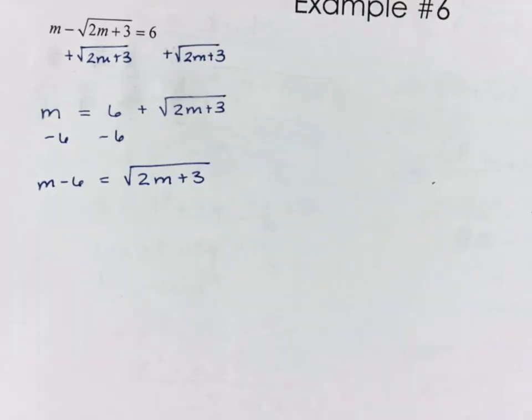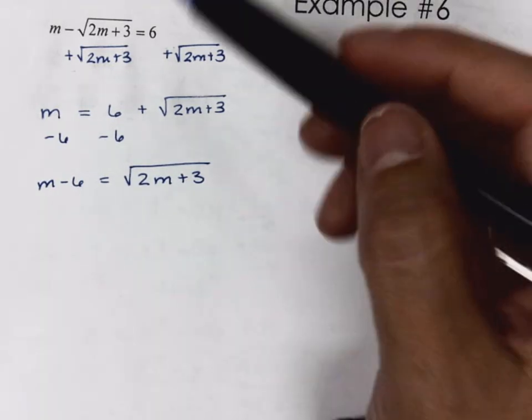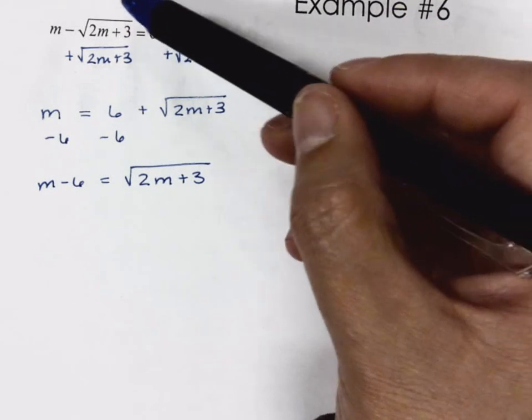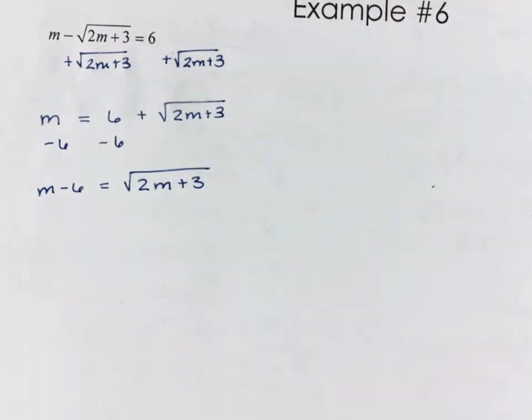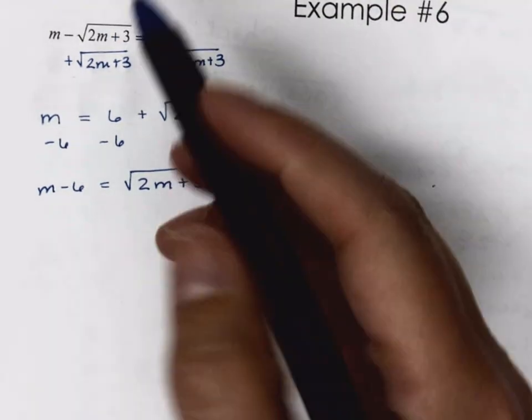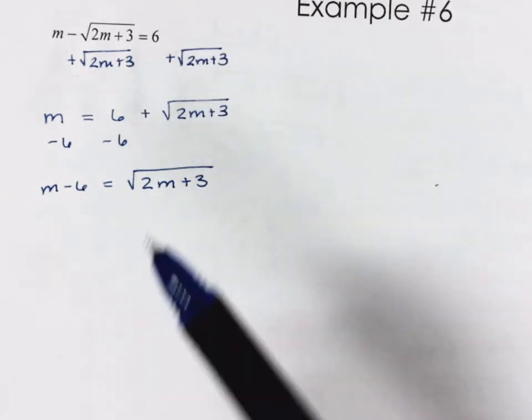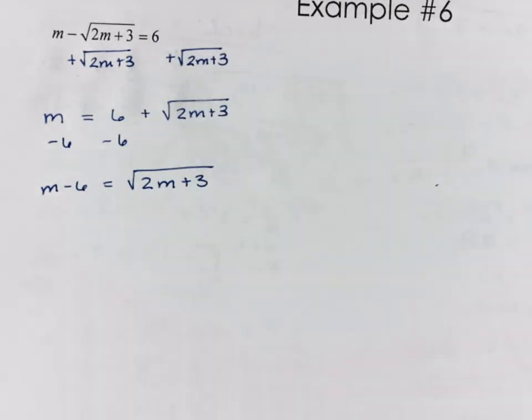Could you have done this all in one step? I think I would be fine to do that. I know when I move this to the other side, it becomes positive. When I move this to the right-hand side, it's going to be negative. So I could have went from this line to this line. And I think most of you could have done that. And that's fine that you don't show me the steps.